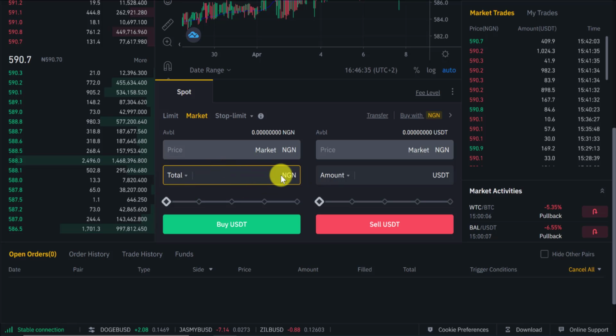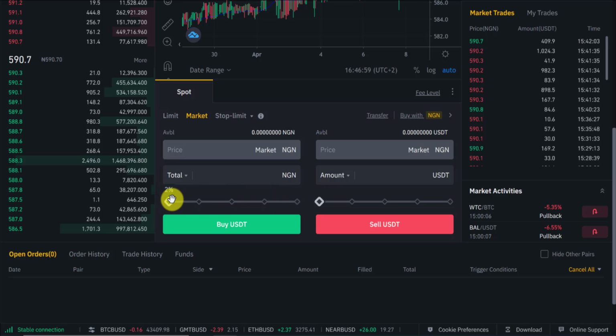You can buy USDT worth maybe 500,000, 200,000, 100,000, 50,000. So you put the amount of Naira you want to use to buy the USDT here. And as well, if you have money on your balance, you can use this as an example. You can use 24%, you can use 50% of your account, you can use 78% of your account.